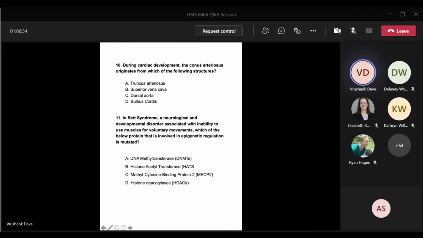However, Rett syndrome per se is because of mutation in MECP2 and not due to HDAC. So still, the question holds true, and the answer holds true, meaning it is C. Right? If I had not said Rett syndrome, then it could be HDAC too, because it can bind to methylated cytosine.